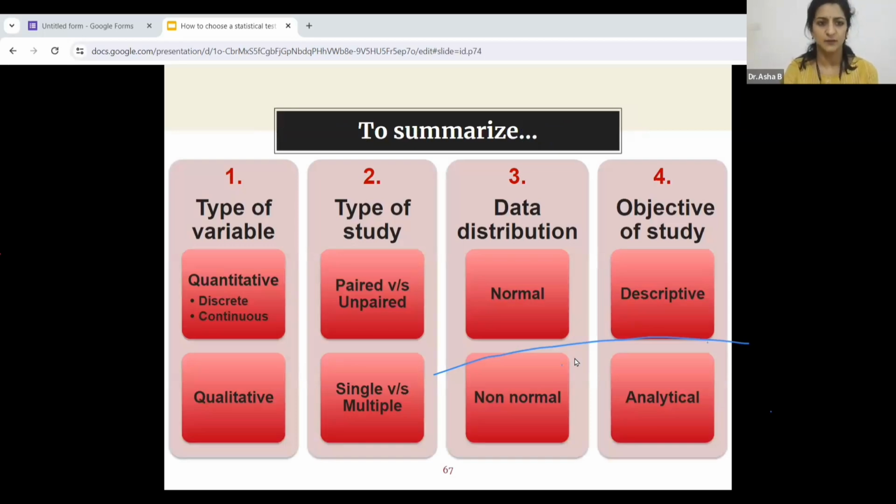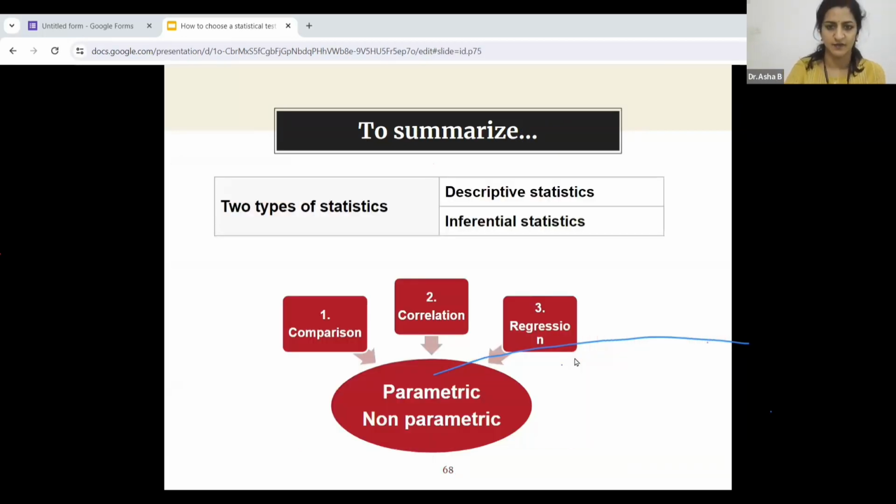To summarize, whenever we are selecting a statistical test, see these 4 things: what type of variable it is, the type of study, the data distribution, and the objective of the study. If the data distribution is normal, go for parametric. If it is not normal, go for non-parametric. If the objective is descriptive, go for descriptive statistics. If analytical, go for inferential statistics.